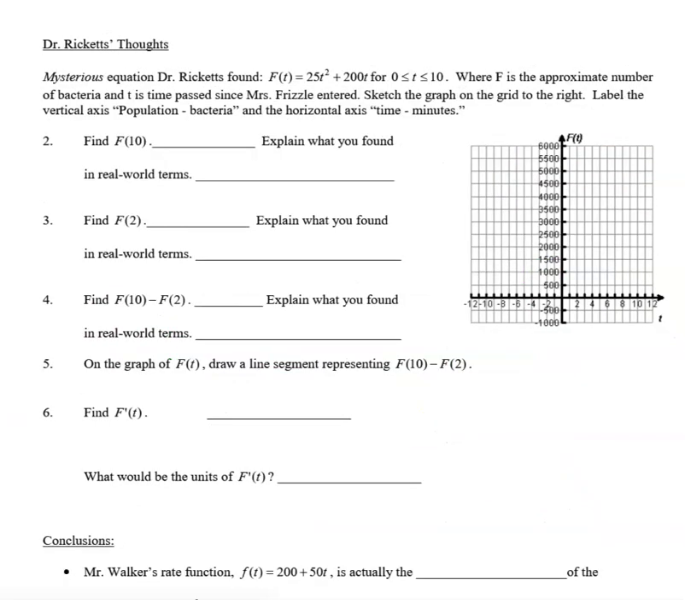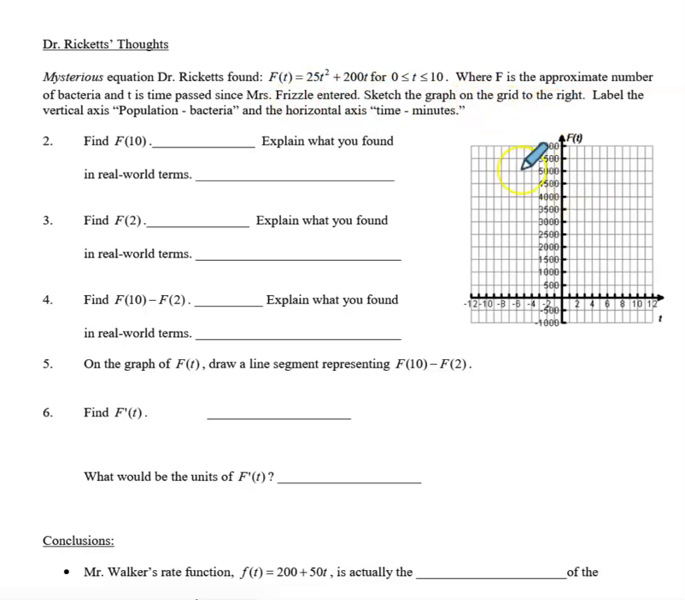All right, well, now let's take a look at what Dr. Ricketts did. What she did was she came up with a mysterious equation and called it big F of t, and she said it's equal to 25t squared plus 200t, and that it's valid on the interval from 0 to 10 minutes, where big F is the approximate number of bacteria, and t is the time passed since Mrs. Frizzle entered, and we already know it's in minutes.